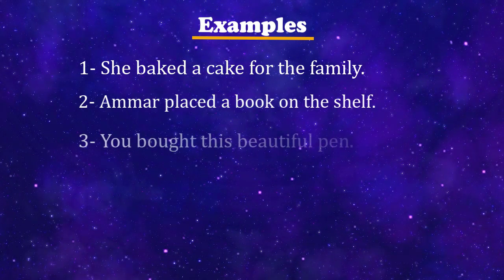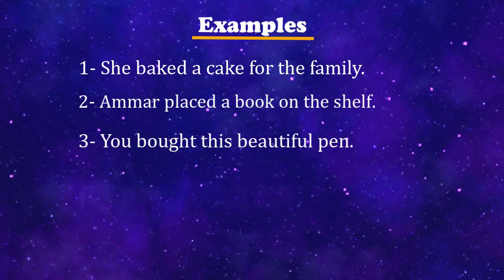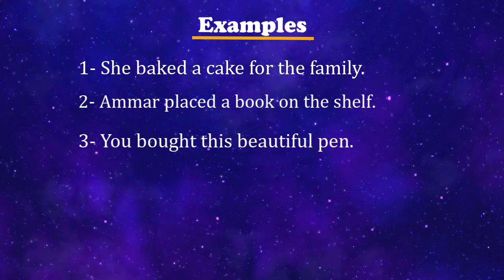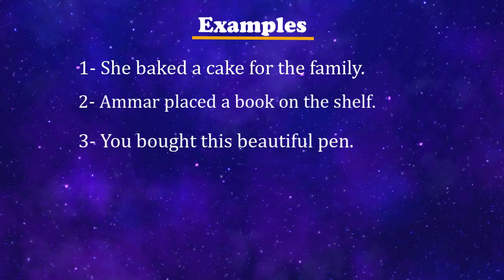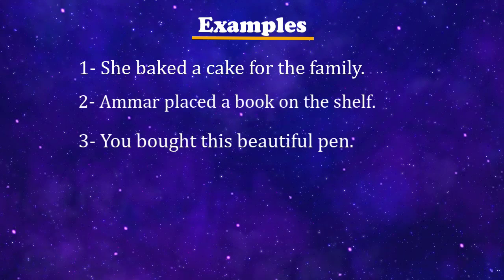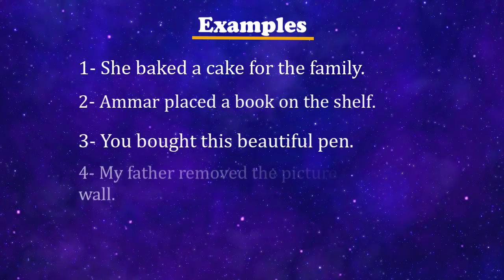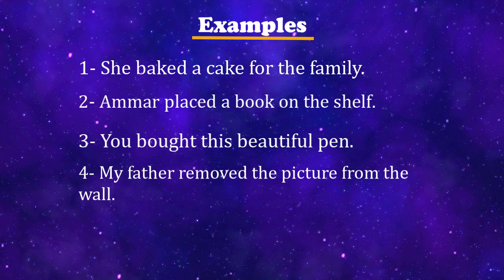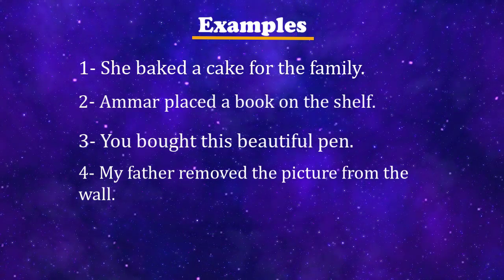Sentence number 2 is you bought this beautiful pen. Bought is an irregular verb and we do not put any helping verb in this sentence also. So, you bought this beautiful pen. Our third example is my father removed the picture from the wall. My father removed the picture from the wall.